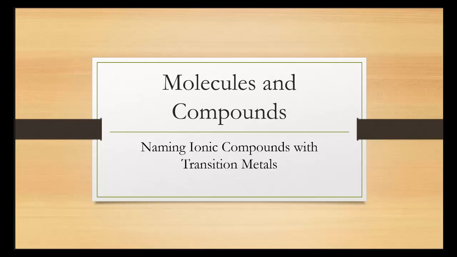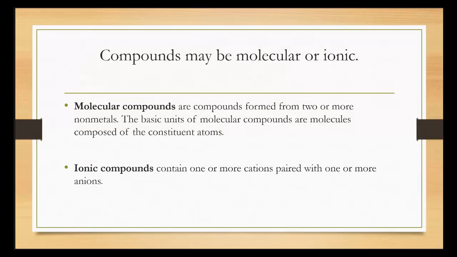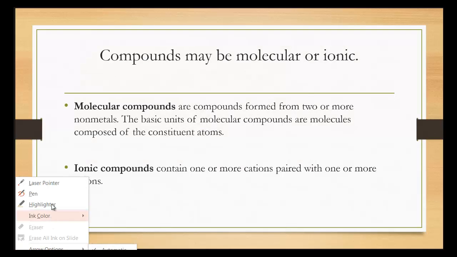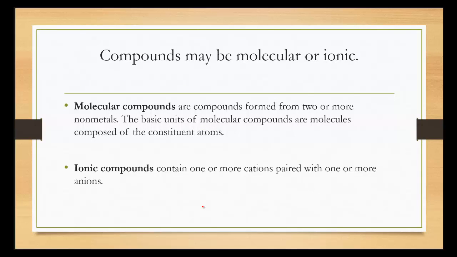In this tutorial, we will be discussing how to name ionic compounds with transition metals. Molecular compounds are compounds that are formed by two or more nonmetals. The basic unit of a molecular compound are molecules, and they're composed of the constituent atoms. Ionic compounds contain one or more cations paired with one or more anions.